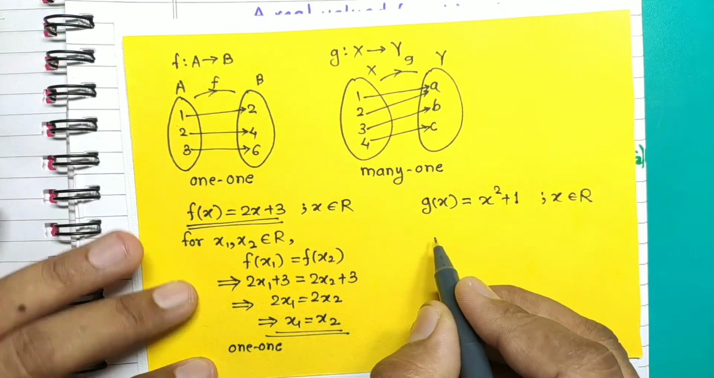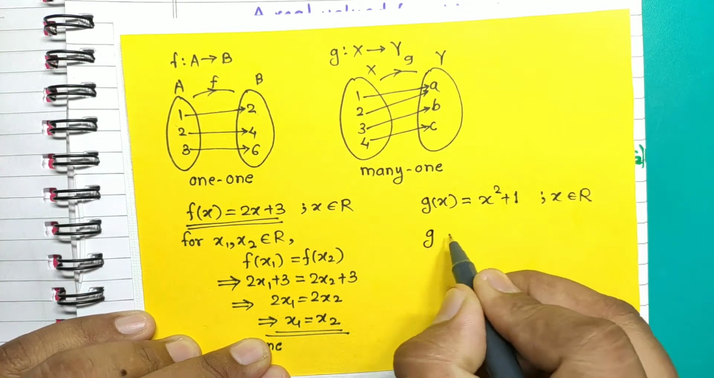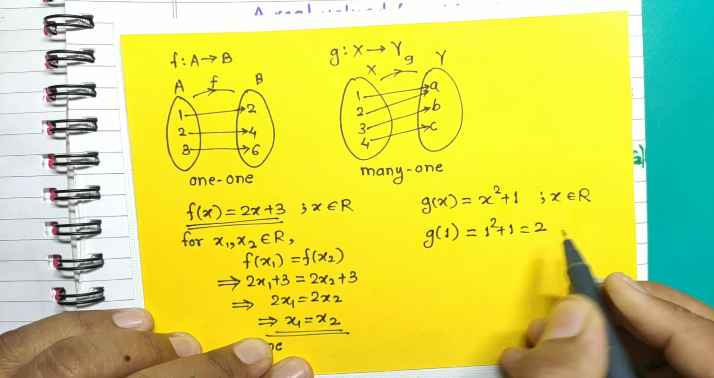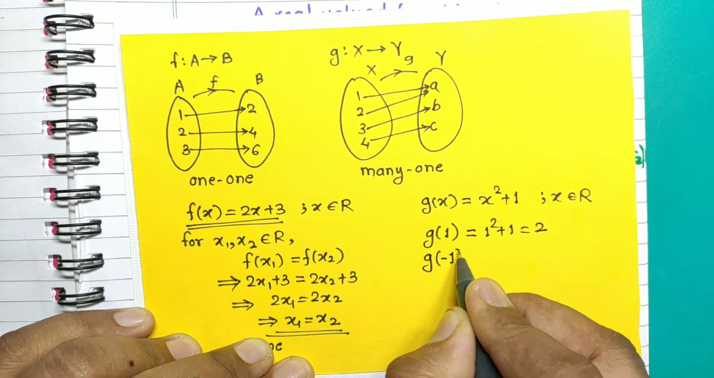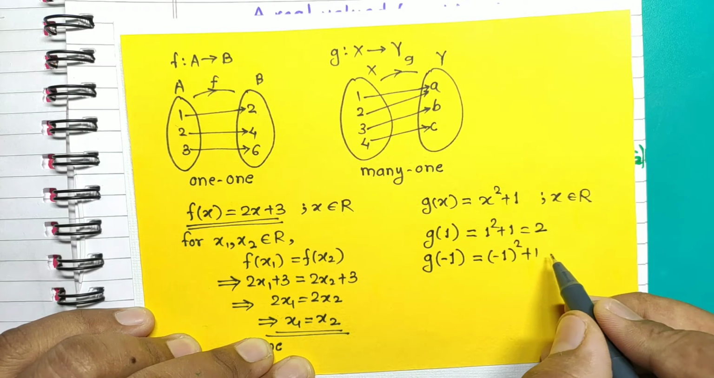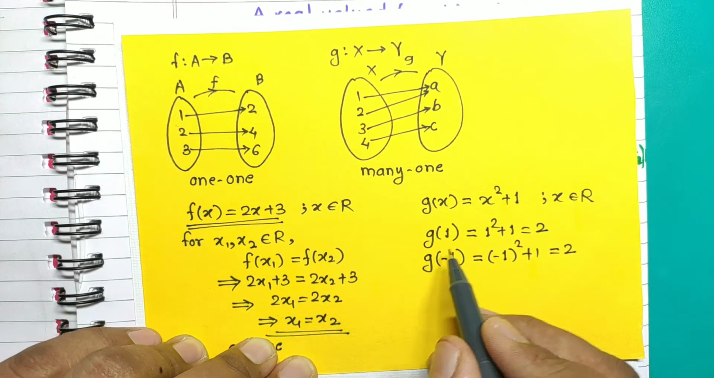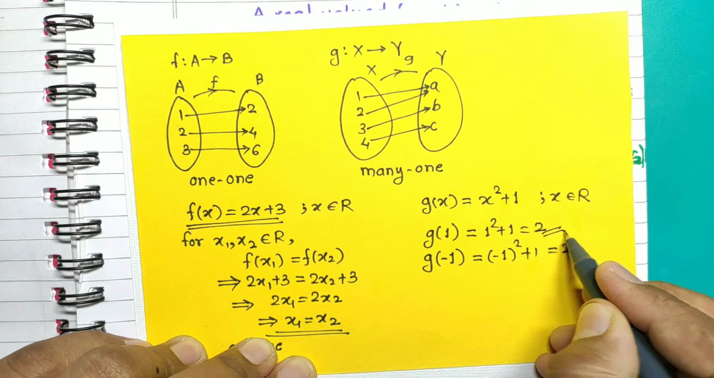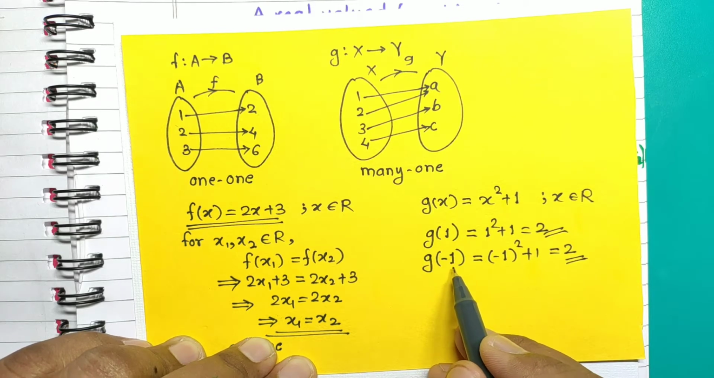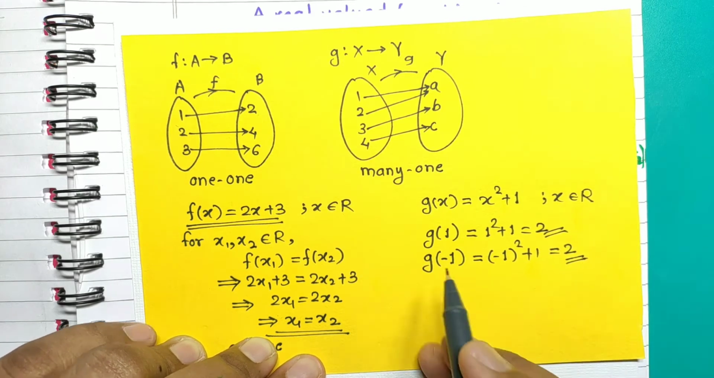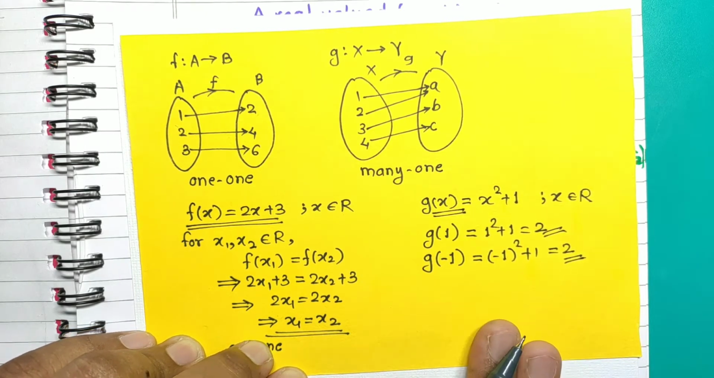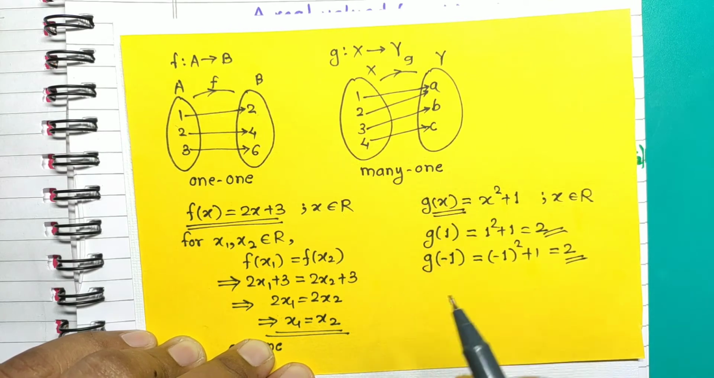So here we just observe that if we find g of 1, then it is 1 square plus 1, which is equal to 2, and for g of minus 1, minus 1 square is 1, 1 plus 1 is again 2. So two elements have the same image. That means element 1 and element minus 1 have the same image. So this function g of x is not a 1-1 function, it is a many to one function.